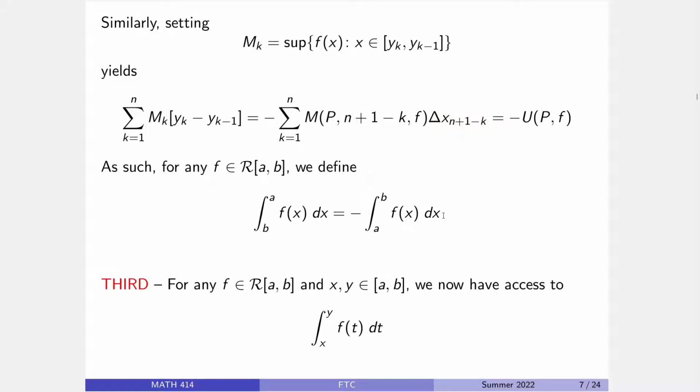So, note something now. For any integrable function from a to b, pick any x and y. I can always form this now. So I now have a convention that allows me to talk about the Riemann integral from x to y, where x and y are arbitrary elements out of the subinterval ab.